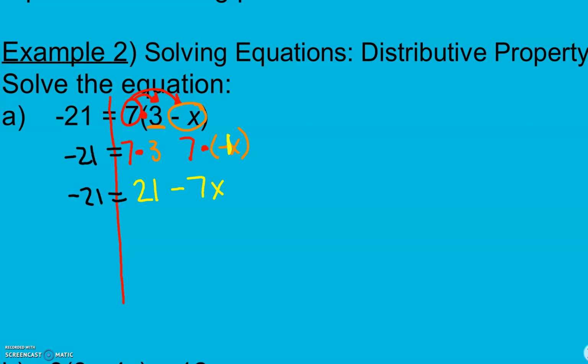Now, it's a two-step equation just like it was in section 3.1. The first thing I'm going to do is get rid of my 21. Again, we get rid of any adding or subtracting first. We want to just keep our variable term. So right now I have a positive 21. I get rid of it by subtracting.